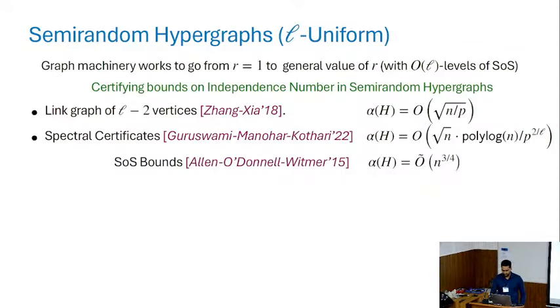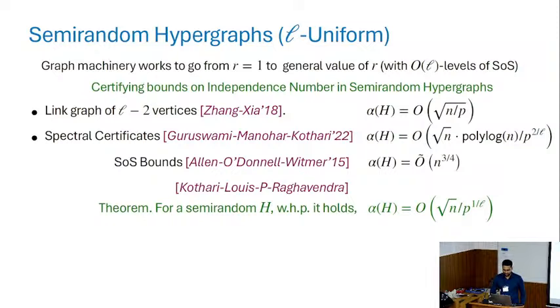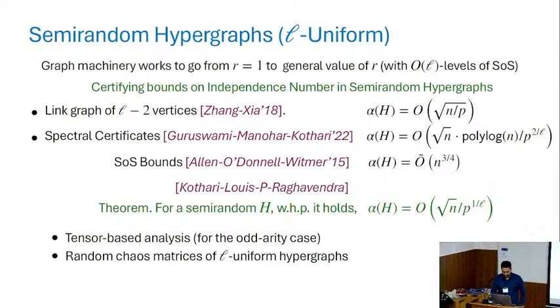And in an upcoming work with Pravesh, Anand, and Prasad, we improve on this. We show that we can get the correct dependence on n and an improved dependence on p. And also we designed robust certificates which will handle these semi-random adversaries. And I'll just mention a few ideas that we use. The technical novelty is in the odd arity case where the standard flattening doesn't work, and we have to do some tensor-based analysis, which goes to analyzing eigenvalues of random chaos matrices arising out of these hypergraphs.